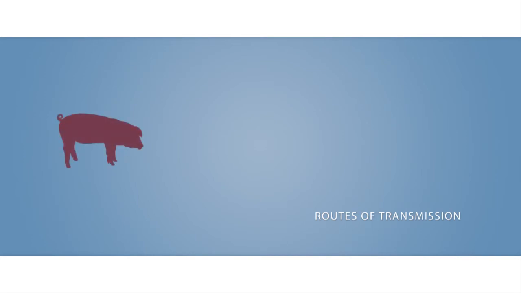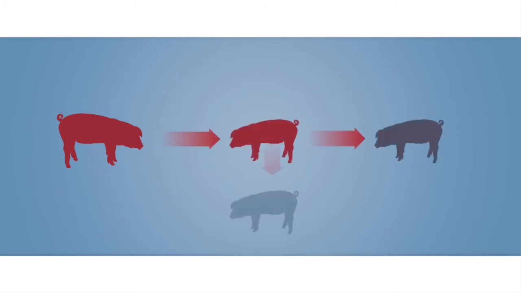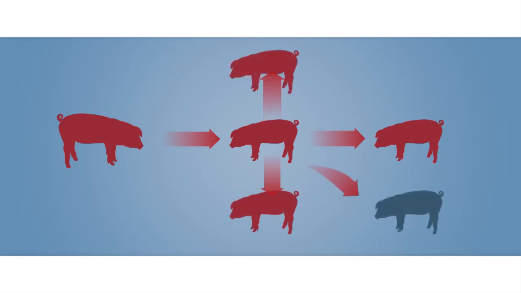There are various ways infectious diseases are transmitted. Vertical transmission is the transfer of a pathogen from a parent to the offspring through reproduction. Horizontal transmission is the transfer of a pathogen from an infected animal to a naive animal, independent of the parental relationship, and can occur by either direct or indirect contact.